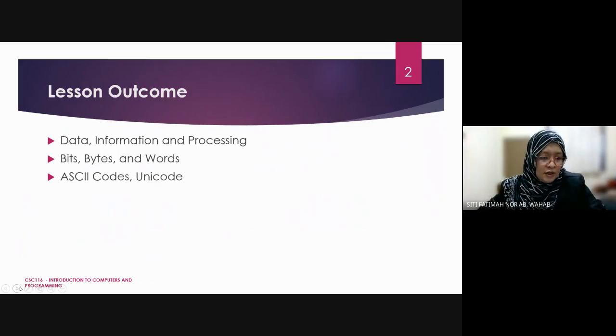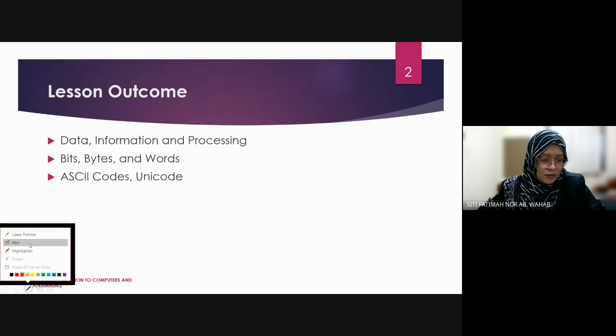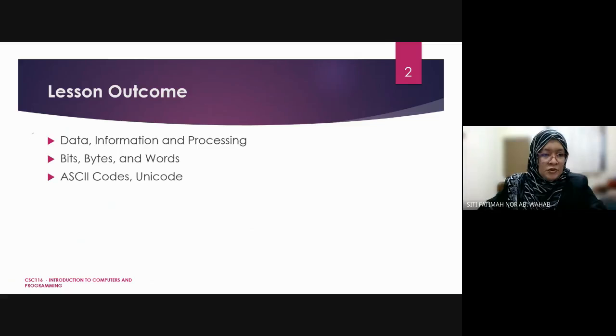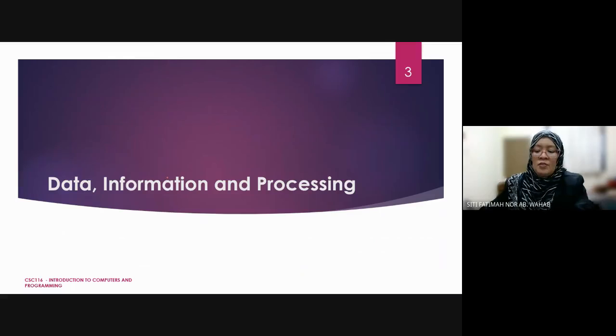So at the end of the topic, you should be able to explain what is data, what is information and processing. Okay, the second one is what are bits, bytes and words. And then the last one will be the ASCII code and Unicode. So what is data, information and processing?